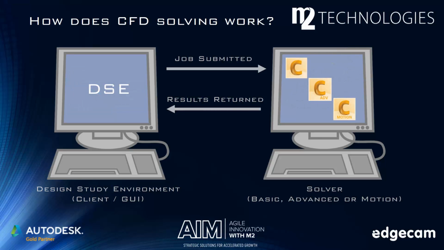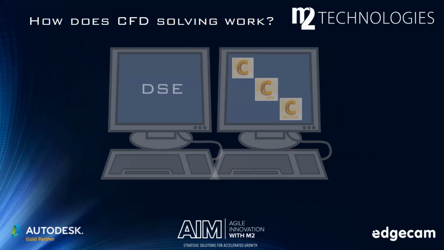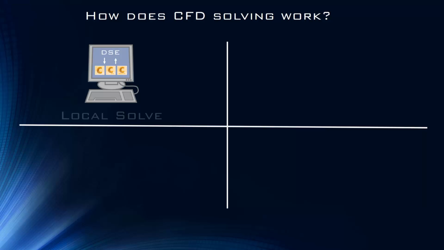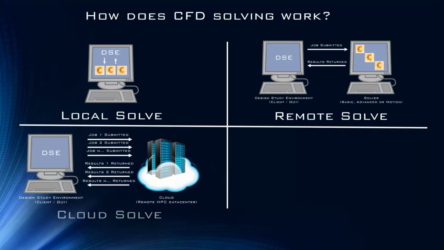Actually, what I've shown you here is more like a remote solve, which I'll discuss in more detail in a moment. More commonly, the DSC and the solver are on the same machine. It works the same way, but a single machine's resources are used for both the user interface and the number crunching. We call this a local solve. There are 4 configurations for CFD solving: local, remote, cloud, and cluster.